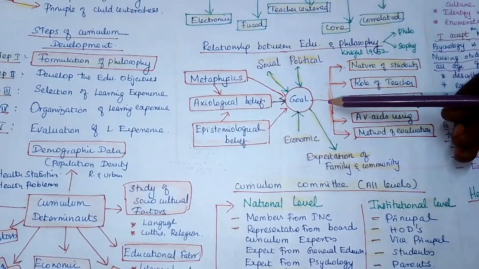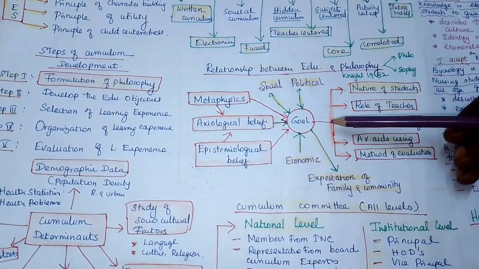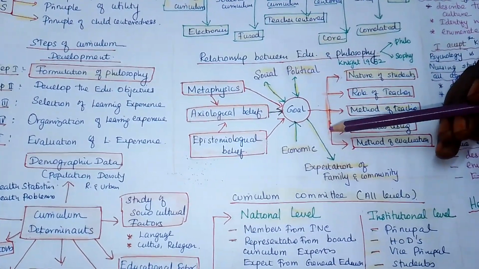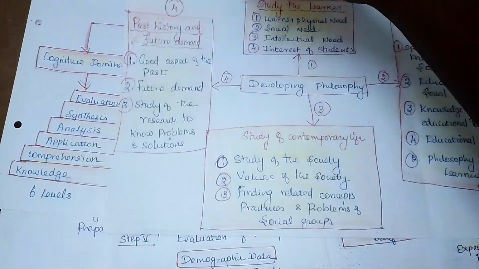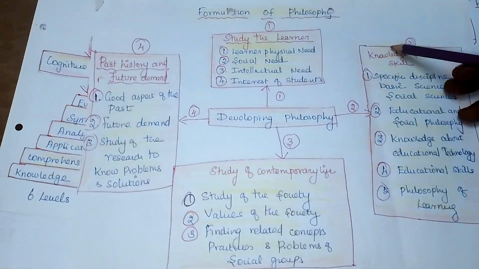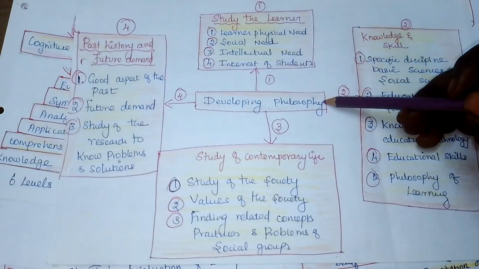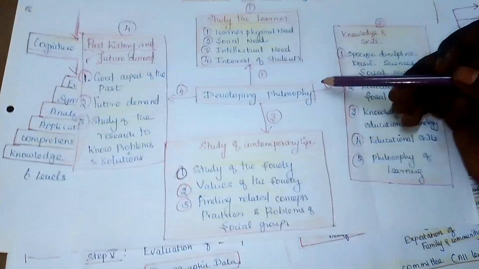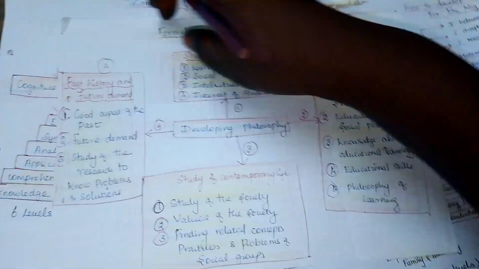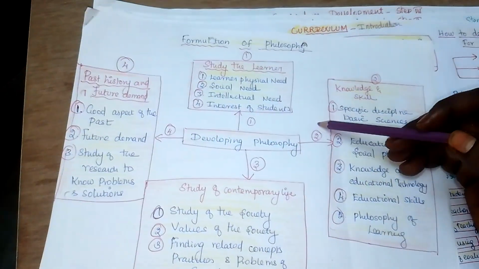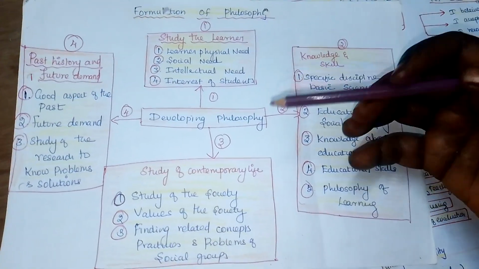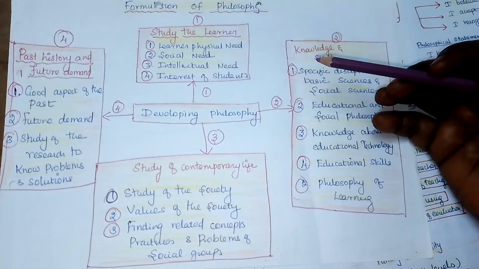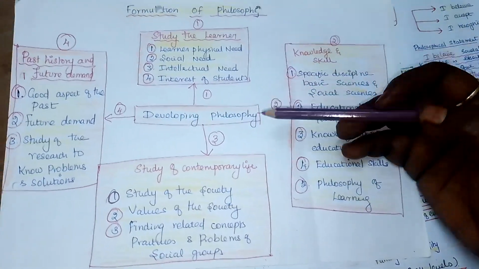So in this class, how are we going to make a philosophy? At a broader level, what is the philosophy? How can we formulate the philosophy? So the formulation of philosophy: how will you develop the philosophy? To develop the philosophy for any college or school, we have to develop the philosophy. Before seeing what will help, you have to know how you can determine and how you can develop the philosophy.